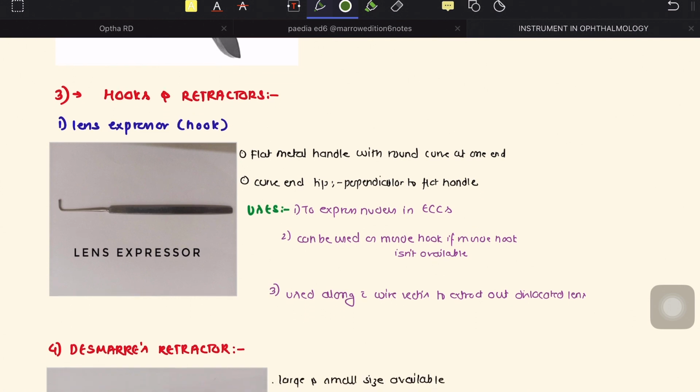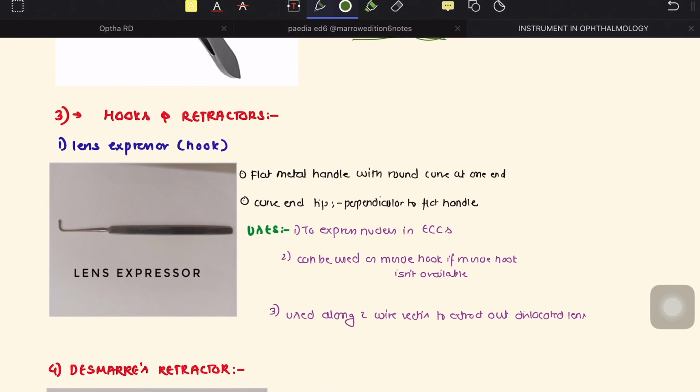Now we will be talking about hooks and retractors. The first instrument in this is the lens expressor. It is also called lens hook because of the secondary use of this instrument as a muscle hook, but the primary use of this instrument is to express out the nucleus in extracapsular cataract extraction surgery. Hence it is called lens expressor. So use the term lens expressor more often than lens hook.